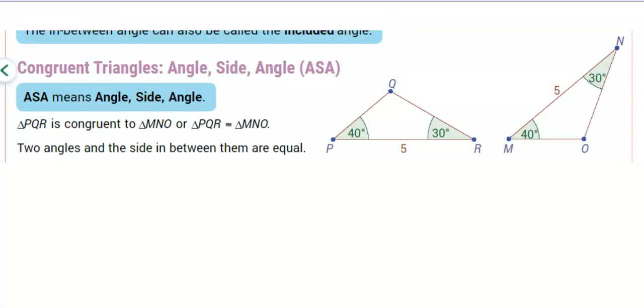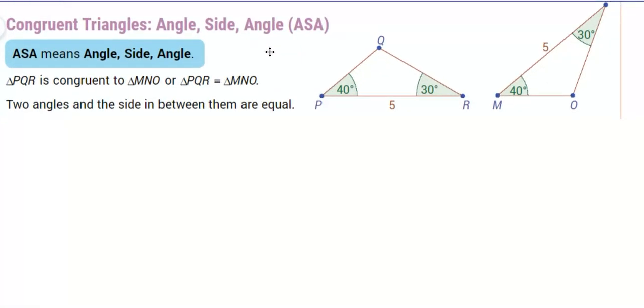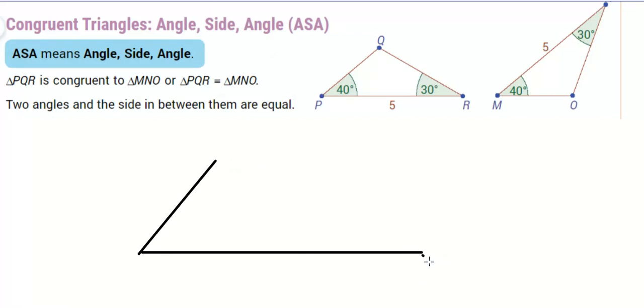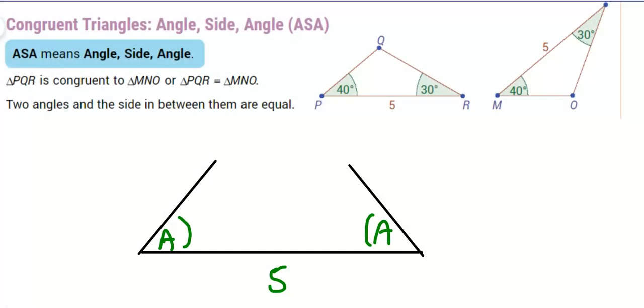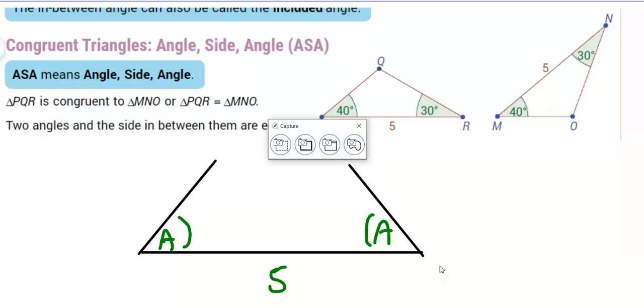Okay, next one. ASA. Now, ASA is similar. What this means is, you've all figured out already. Angle, side up here. Where does the side have to be? Has to be in between, doesn't it? And this is known as ASA. Yeah? There we go. And we see this triangle up here. Refer to the book, it has them rotated, which is cool.